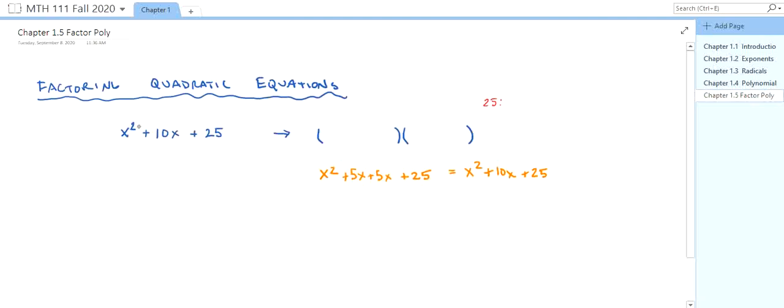But since this is a second degree equation, it means we're going to have two factors. So that's why I put two blocks of parentheses here. And let's first look at the first term in this quadratic equation, this second degree polynomial. We see that it's an x squared term, which means that we're going to need to have an x here and an x here, because our first operation is this term times that term, which gives us an x squared.